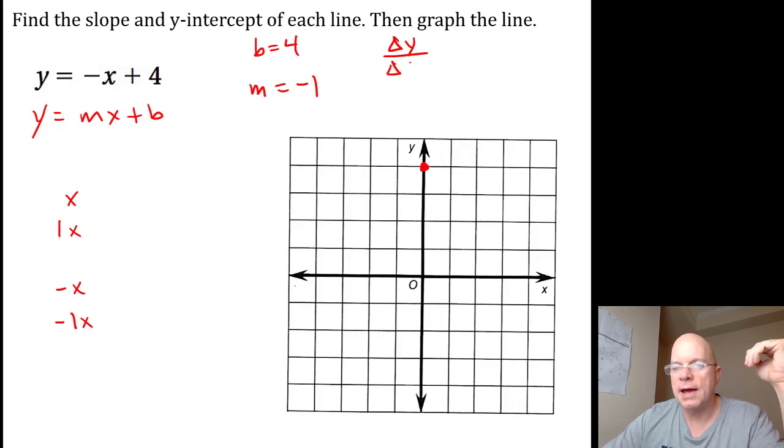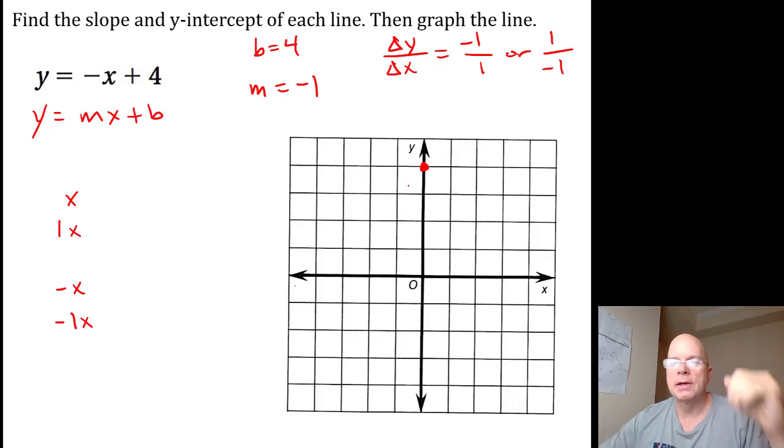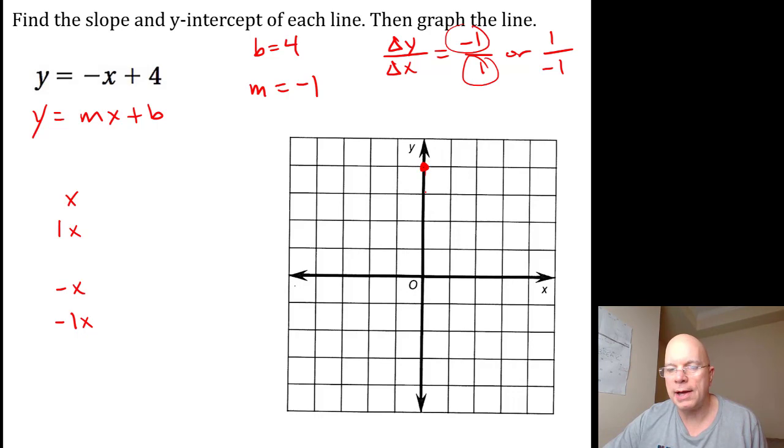Delta y over delta x would be negative 1 over 1, or 1 over negative 1. So if I use the first representation, if I go down 1 in y, I need to go right 1 in x. If I use the second representation, if I go up 1 in y, I need to go left 1 in x. Either way, there's my line.